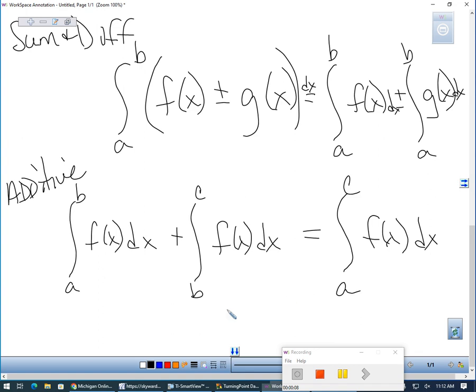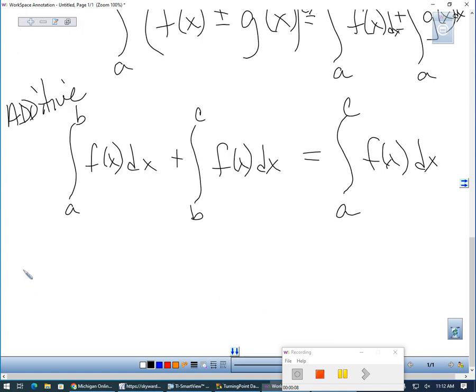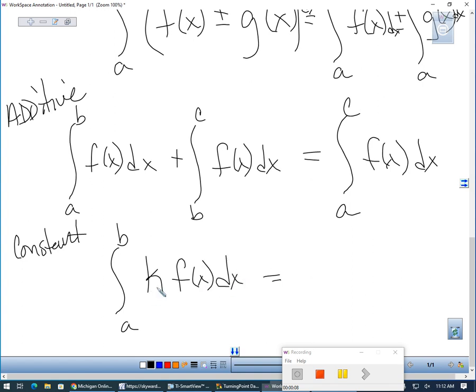And last but not least, I better do the constant rule. And last one is constant. If I have an integral of a to b of, let's say, I have k, whatever this constant is, I'm going to call it k today, of f of x dx, I can move that k out in front of the integral. So k times a to b of f of x dx. So we're going to practice using some of these rules today. Any questions so far? All good?